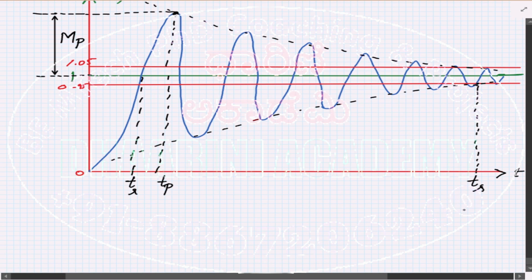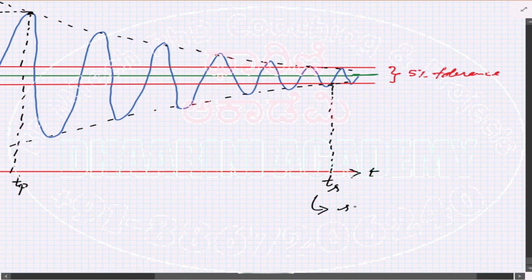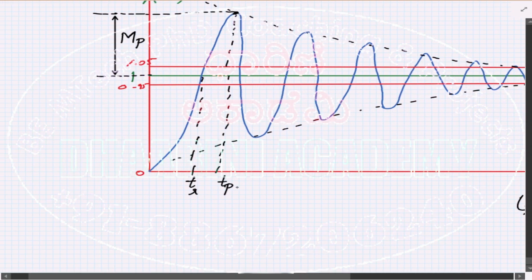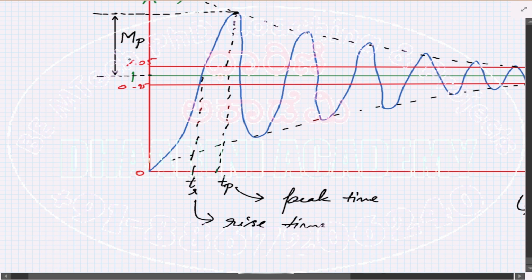So TS is called what? That is the settling time. What is TP? This is the peak time. TR is the rise time. And what is this MP? MP is the maximum peak overshoot.